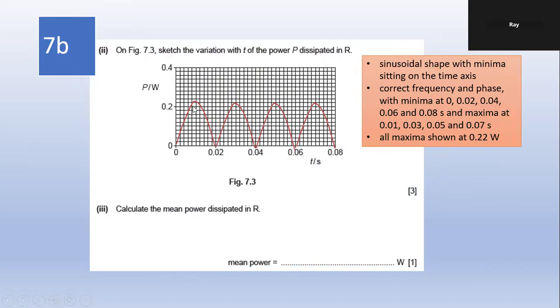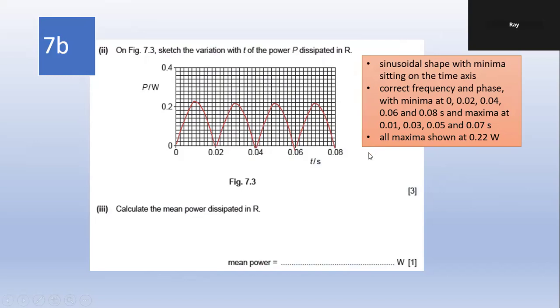That one must be at 0.1, 0.03, 0.05, 0.07. All maximum output at 0, maximum is 0.2. So they require all these 3 points to get the 3 marks.